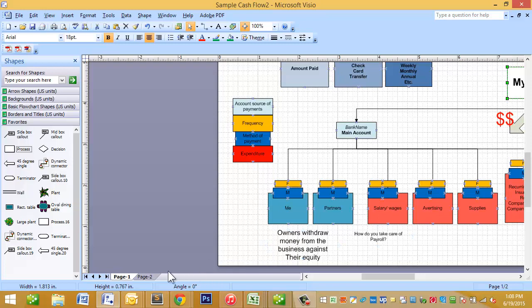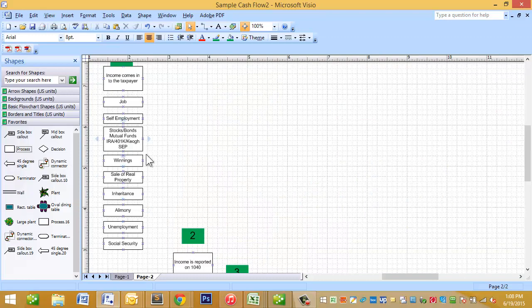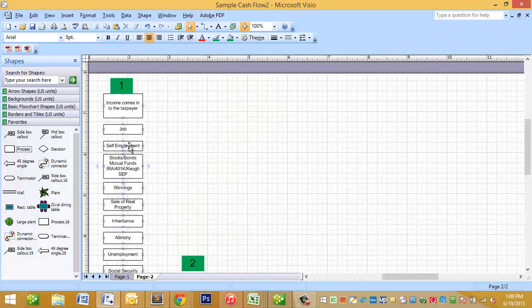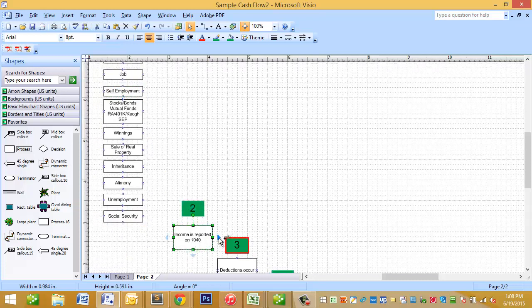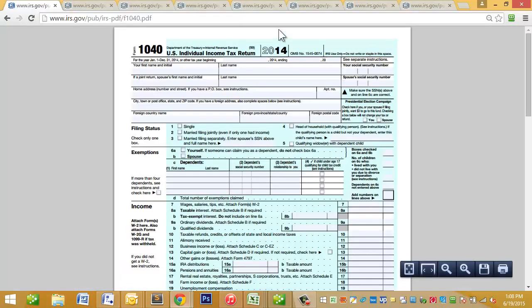So when you are looking at this here, the different sources of income, this self-employment one, this is going to be your net income, the amount of profit you actually made or the amount of money you were able to take out of the company. Once that income comes in, you need to report it on your 1040 form. So let's look briefly at the IRS 1040.